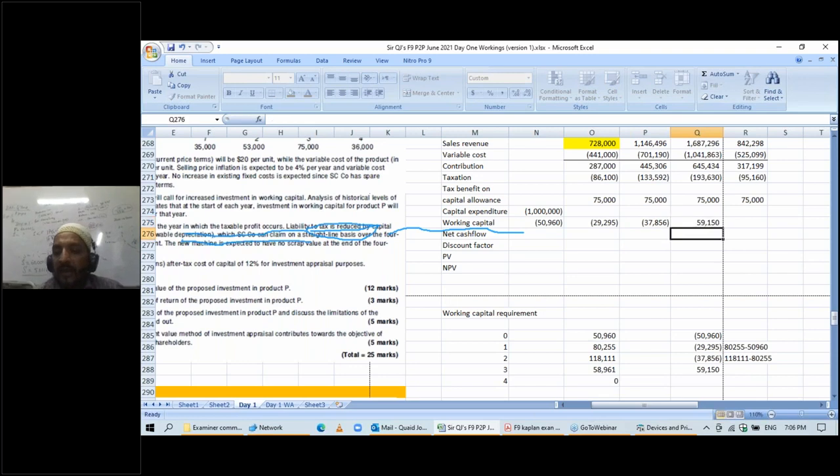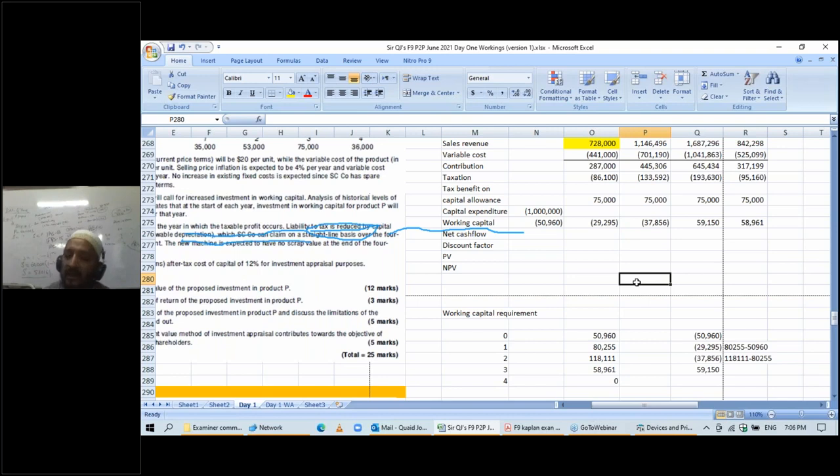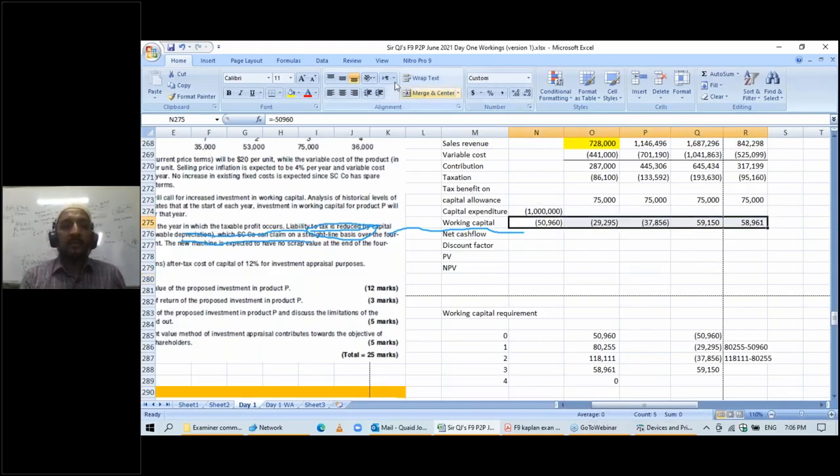Now some funds are released as the working capital requirement reduces. 59,150 has been released. And in the end, the remaining 58,961 has also been released. So all of the funds have been released till the end of the year out of the working capital requirement. Once the working capital requirement is increasing, you have to further invest in it. And when it decreases, you start receiving cash out of the project, and that will be shown as an inflow. So that's the working for the cash flows.